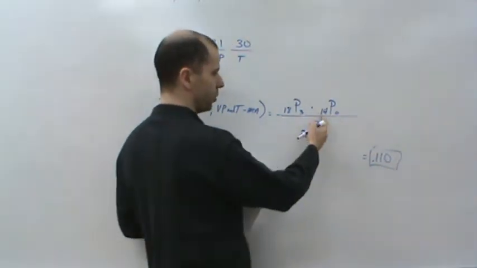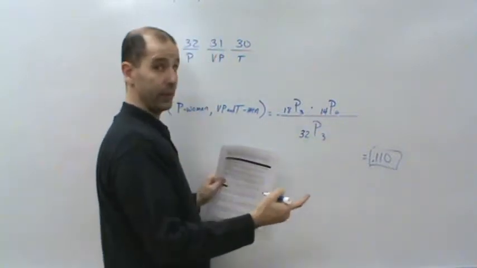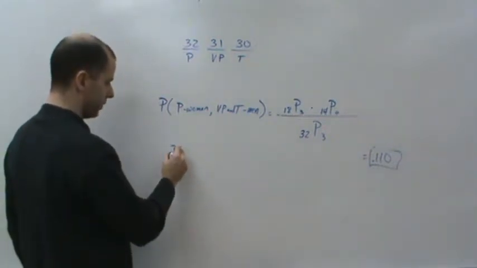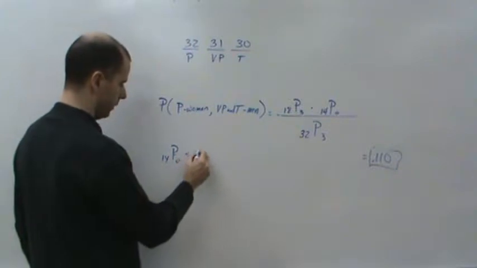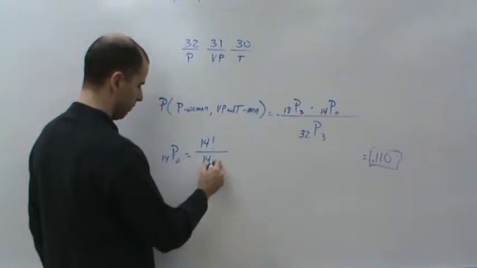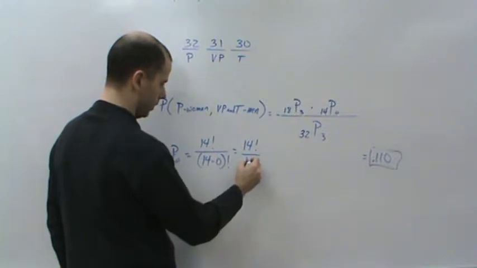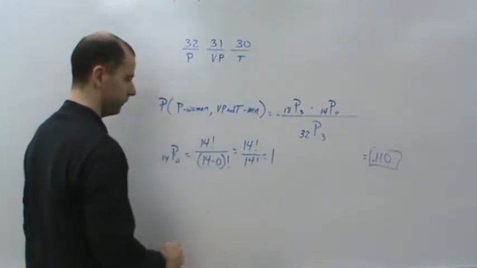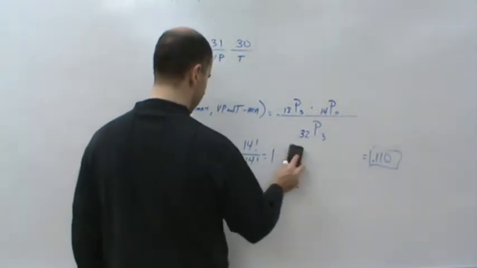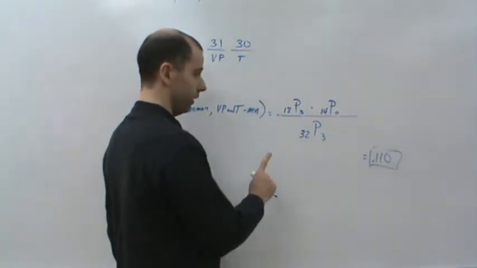Now, how many different ways can I choose 0 people out of 14? Well, that's going to be 1. There's only one way to choose nobody. But if you want, just look at this. 14 choose 0 is 14 factorial divided by 14 minus 0 factorial, which is just 14 factorial over 14 factorial, which is 1. Any number divided by itself is 1, right? So it's always going to be that way. There's only one way.